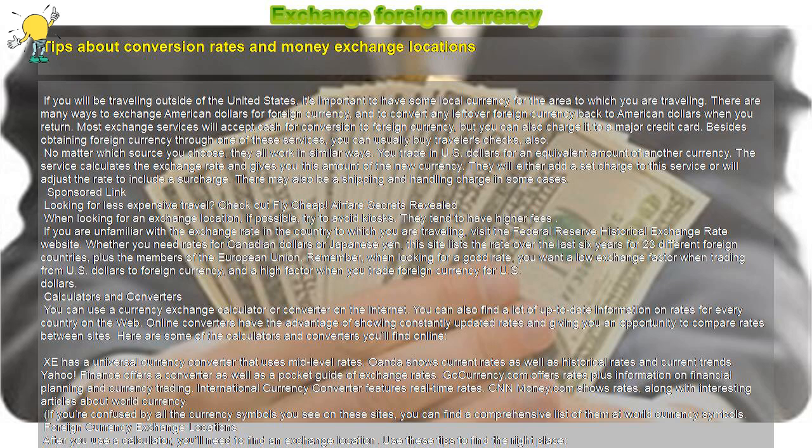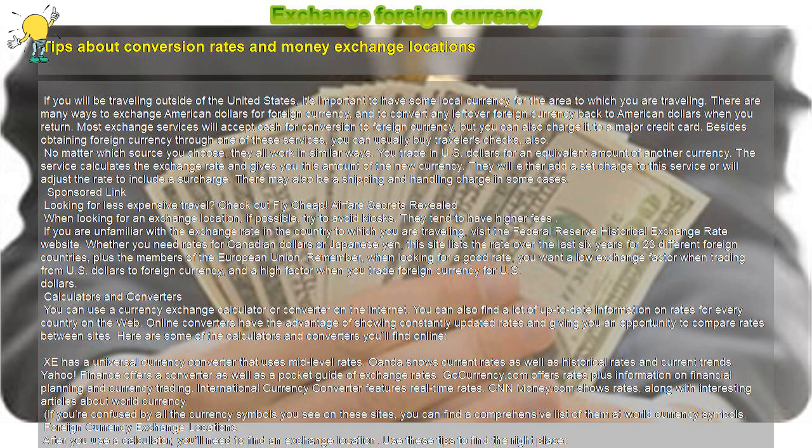Most exchange services will accept cash for conversion to foreign currency, but you can also charge it to a major credit card. Besides obtaining foreign currency through one of these services, you can usually buy traveler's checks, also. No matter which source you choose, they all work in similar ways.